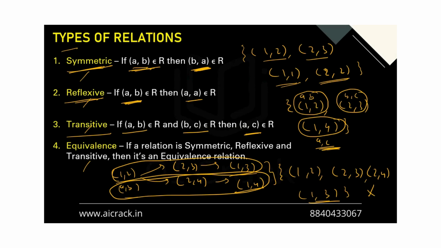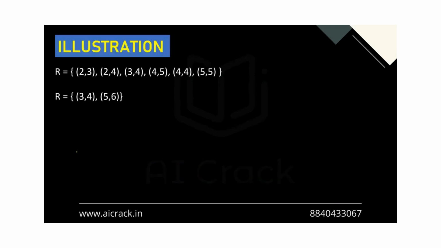Now the last one is equivalence. If a relation is symmetric, reflexive, and transitive, then it's called an equivalence relation. So basically the game is only on these relations. This is just a consequence. Now let's look at these two examples. We have this relation: 2 comma 3, 2 comma 4, 3 comma 4, 4 comma 5, 4 comma 4, 5 comma 5. So let's look at symmetric, reflexive, and transitive.